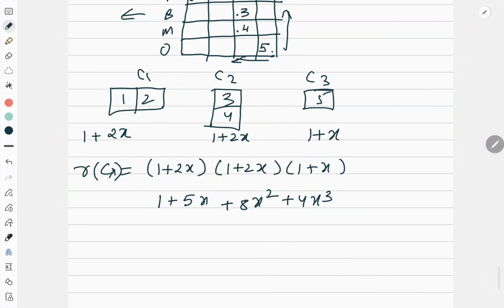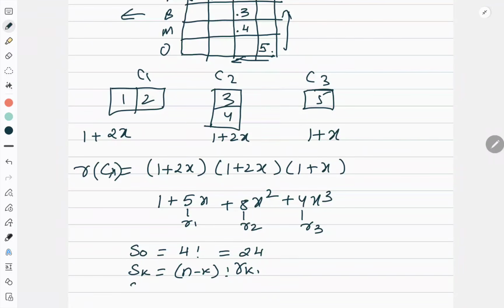In this, the coefficient 5 is R1, this value 8 is R2 and this value 4 is R3. Now I will start finding the S values. S0 is equal to 4 factorial, which is equal to 24. Also Sk is equal to (n minus k) factorial times Rk. So now let me do S1: 4 minus 1 is 3, so 3 factorial into R1. 3 factorial is 6, and R1 is 5, so I got 30.